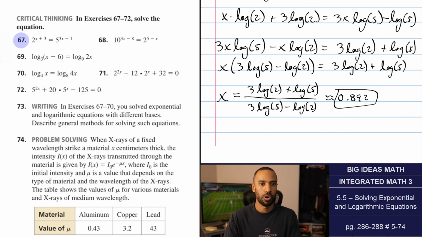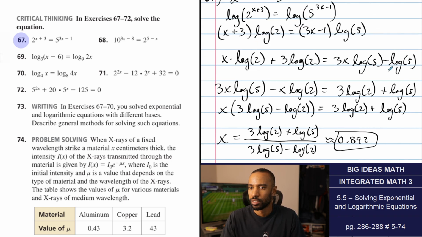So we're going to do 3 times log of 2 plus log of 5, divided by 3 times log of 5 minus log of 2. 0.892, of course. Of course that's the answer. I was totally guessing that would have been the answer. I mean, this is completely cool. All right, so that kind of works out there.